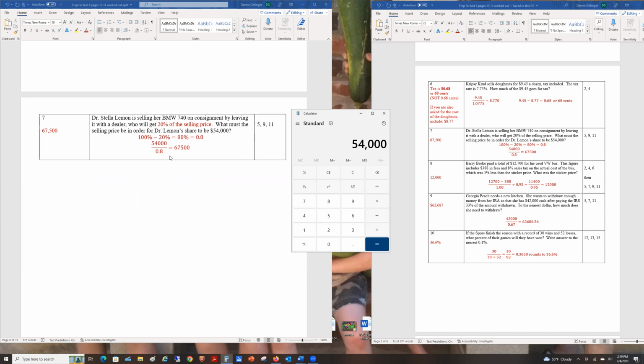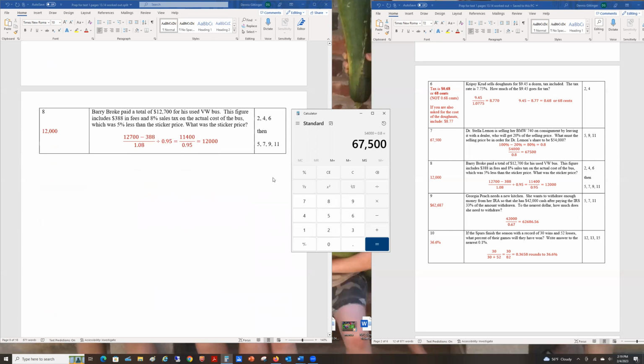Okay, what you have to do is divide that by the other 80%, because of the 54,000, when 20% goes to the dealer, what's left is the other 80%. And so 54,000 is 80% of something. So that means it's something times 0.8, which you discover by dividing that by 0.8. And that's how you get 67,500. And that is what the dealer gets 20% of.